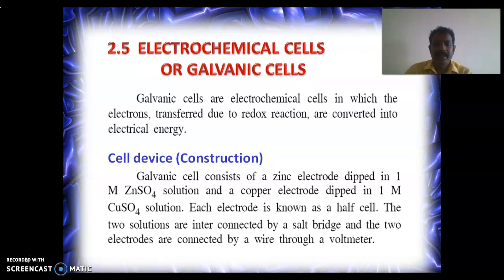The galvanic cell consists of a zinc electrode dipped in 1 molar zinc sulfate solution and a copper electrode dipped in 1 molar copper sulfate solution. Here each electrode is known as a half cell. The two solutions are interconnected by a salt bridge and the two electrodes are connected with a wire through a voltmeter.